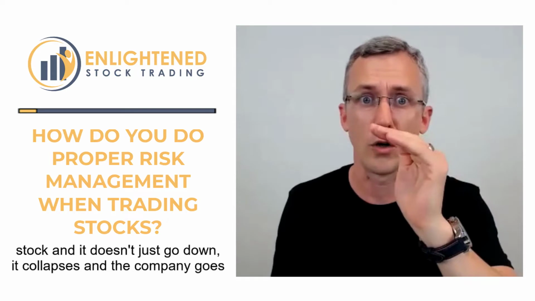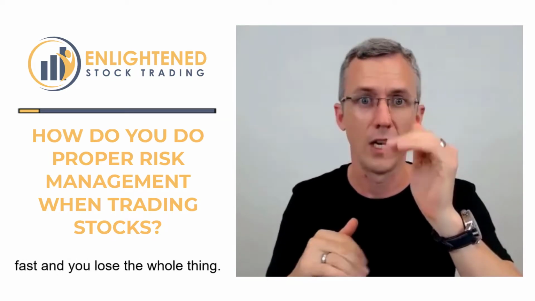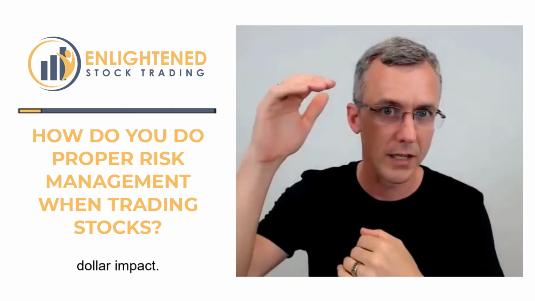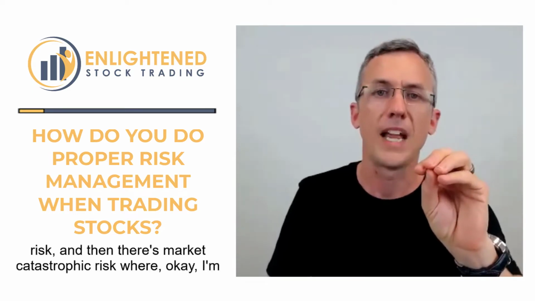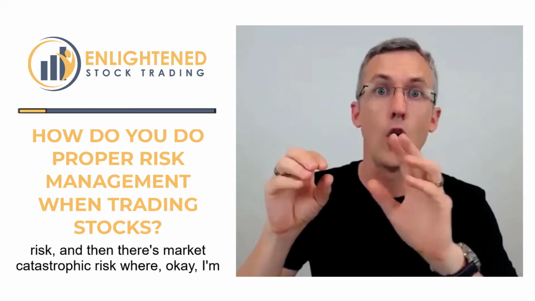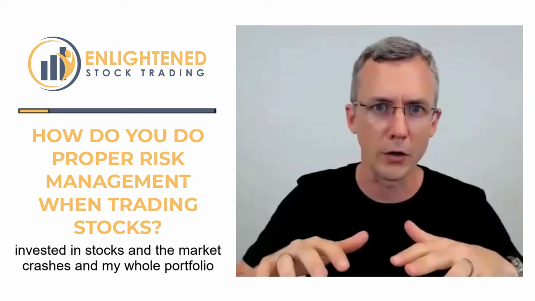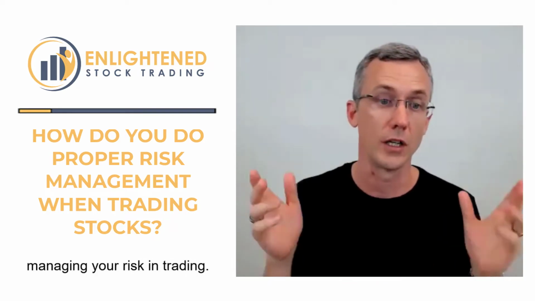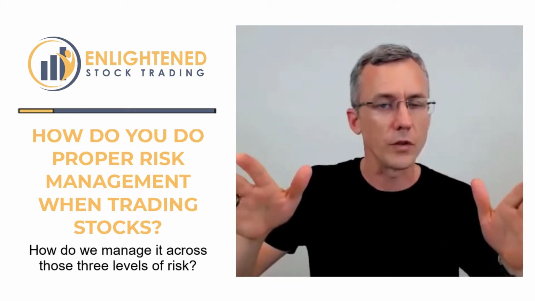There's also catastrophic stock-specific risk, where you buy a stock and it doesn't just go down, it collapses and the company goes bust and you lose the whole thing. That's a much lower chance of happening, but a much higher dollar impact. So there's normal stock-specific risk and catastrophic stock-specific risk. And then there's market catastrophic risk, where I'm invested in stocks and the market crashes and my whole portfolio goes down with it. So there are 3 levels of risk that you want to think about when you're managing your risk in trading. So how do we manage it across those 3 levels of risk?